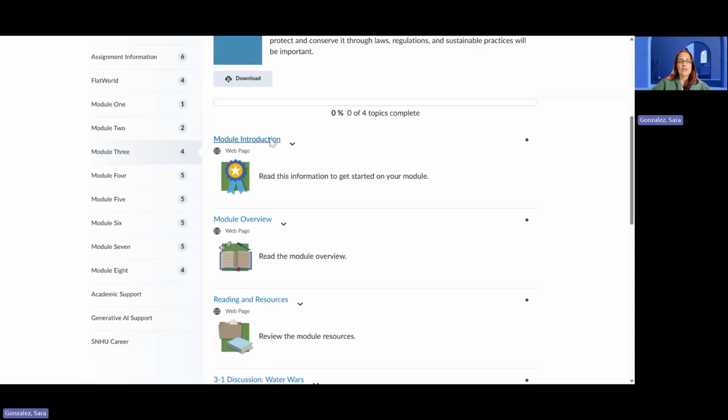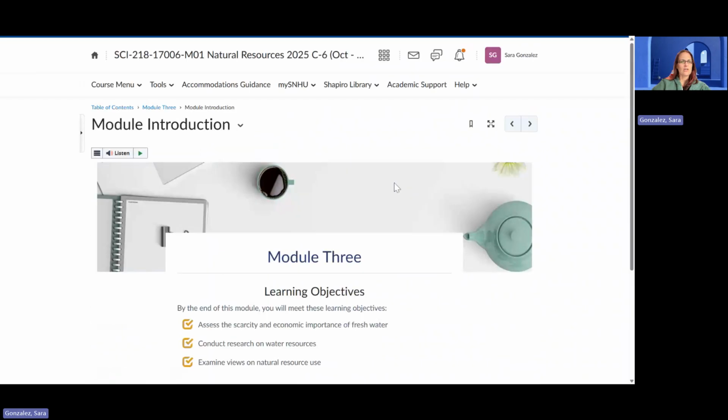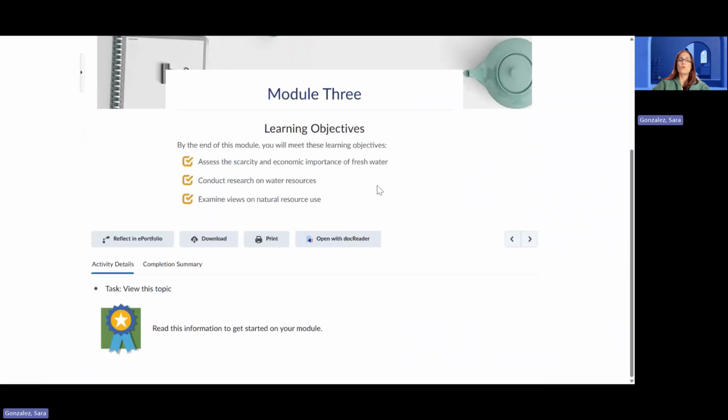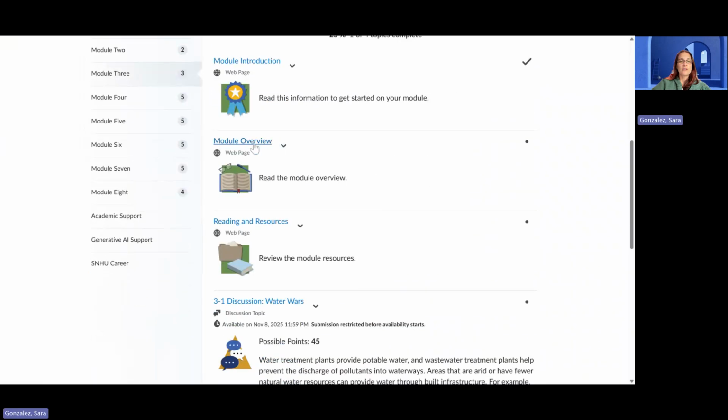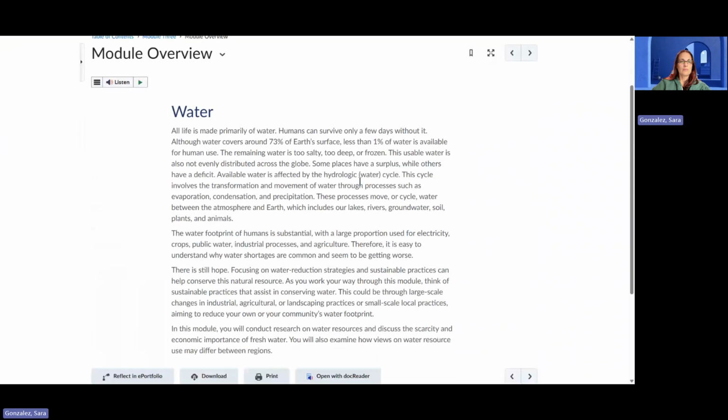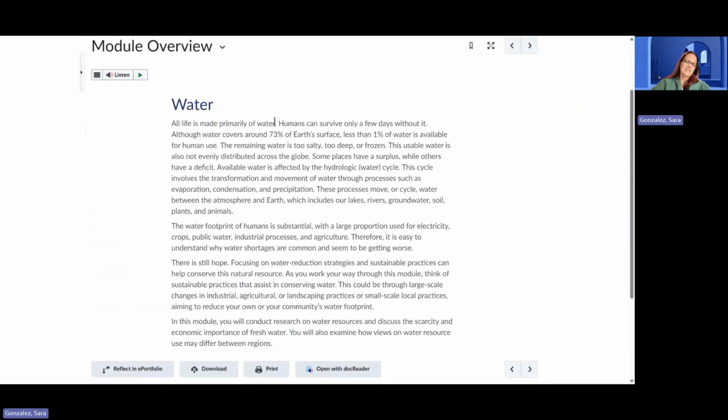So the module introduction here is going to take a brief look at water, like what we're going to be learning about, looking at views of natural resource use, and looking at the importance of freshwater use as well. And then the overview here, again, is just a quick blurb about water and how much water cover. It says 73%, but that can vary a little bit here. Looking at the water that's actually frozen as well, which is very important because we're not able to get to it. And should we be able to utilize that water resource that's frozen?